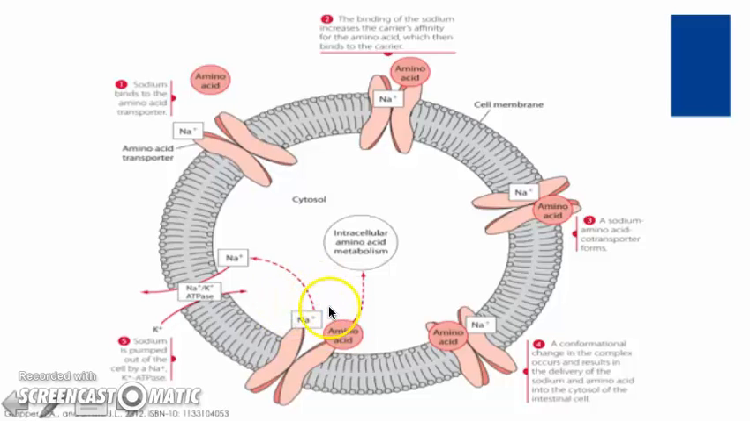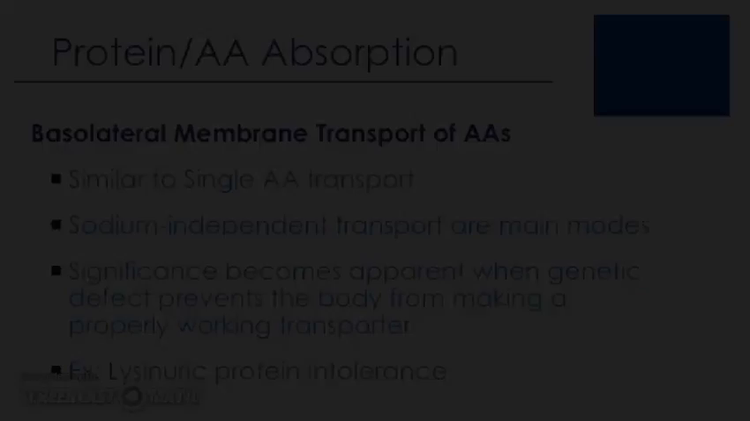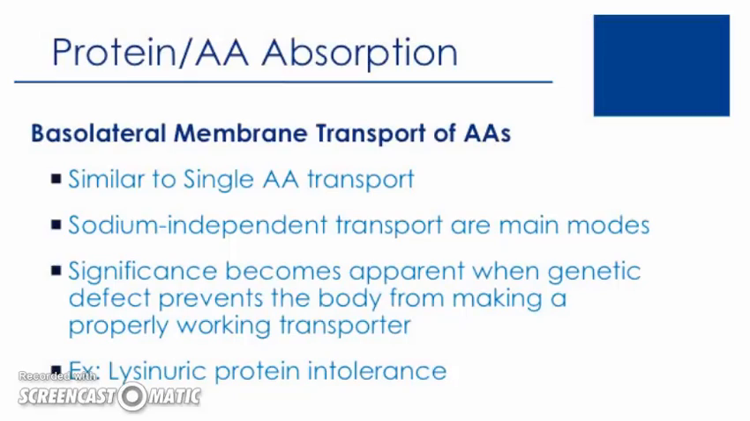There's also an ion exchange involved. So with the entry of the sodium into the cell, there's activation of the sodium-potassium ATPase, promoting the exit of sodium from the cell and the entry of potassium. Lastly, the amino acids now circulating in the enterocyte will need to be transported through the basolateral membrane into the bloodstream. This process is facilitated by single amino acid carriers and is similar to the process of the movement of single amino acids through the brush border membrane. However, many of the carriers for this process are sodium independent.